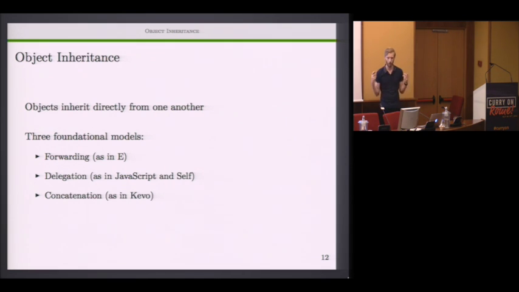So, what does it mean to have object inheritance? Let's start by looking at the really foundational models of object inheritance. We identified three that we were going to look at. One is forwarding, similar to the way that E works. One is delegation, which is what JavaScript itself claimed to use. And then also concatenation, which was in the Kiva language.